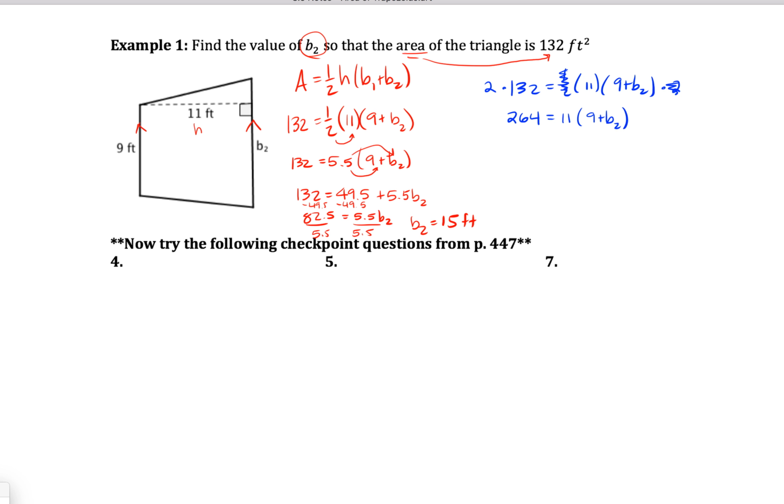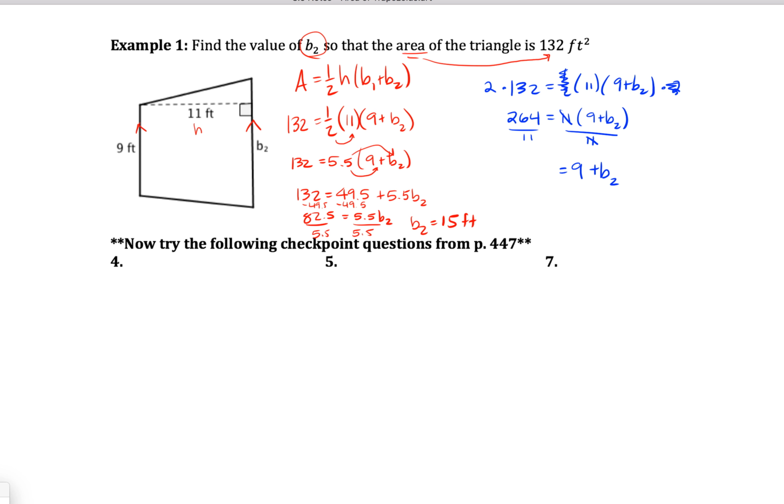Now what I could do here is I could go ahead and distribute like I did over here. I could multiply the 11 times the 9 and 11 times the b2. But I'm going to show you a little shortcut. I think this is going to make this problem a little bit easier. I notice that what this is saying is 264 is 11 times this thing right here, this quantity in parentheses. What I can do at this point is I can divide both sides by 11. What that's going to do over here is it's going to cancel out the 11 on top with the 11 that's on the bottom now, and that's going to leave just 9 plus b2.